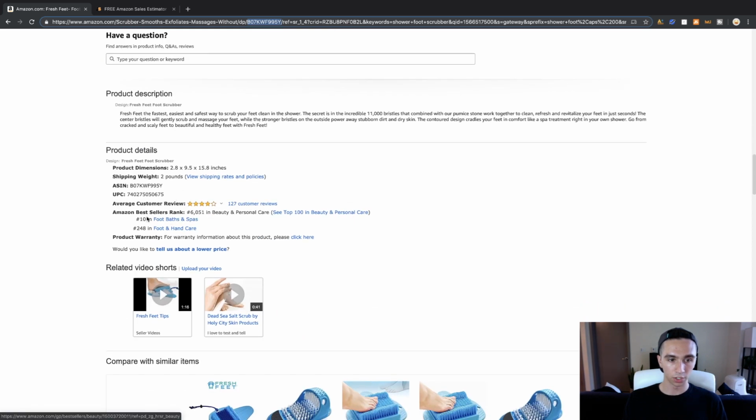So don't use number 10. Okay, so that's in a subcategory. Don't use number 248 either. That's actually a subcategory. You're going to use this one. Right after it says Amazon bestsellers rank, you're going to grab 6,051. And you can see what that is actually ranking in right here. So it's rank 6,051 in beauty and personal care.